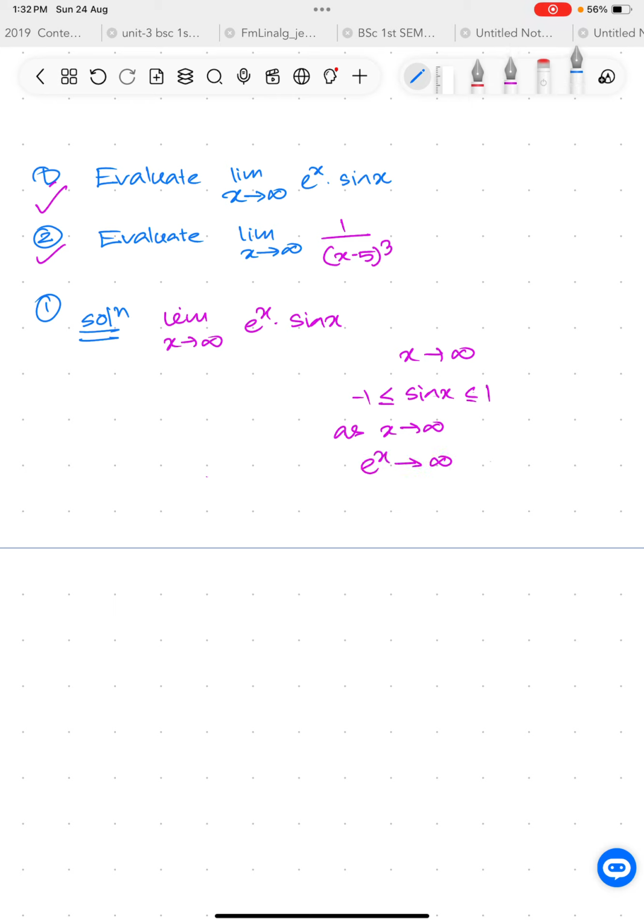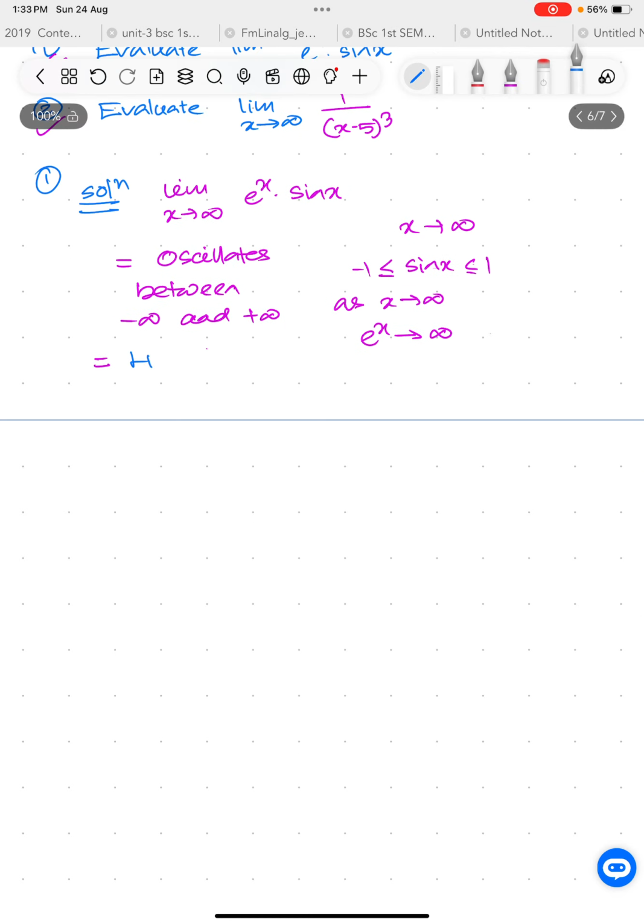Infinity. So in general, what we can say overall is that this whole function, that means the product of these two functions e to the power x and sine x, oscillates between minus infinity and plus infinity. Okay, so what should I write in the answer then? What will be the value of the limit? The limit does not exist.